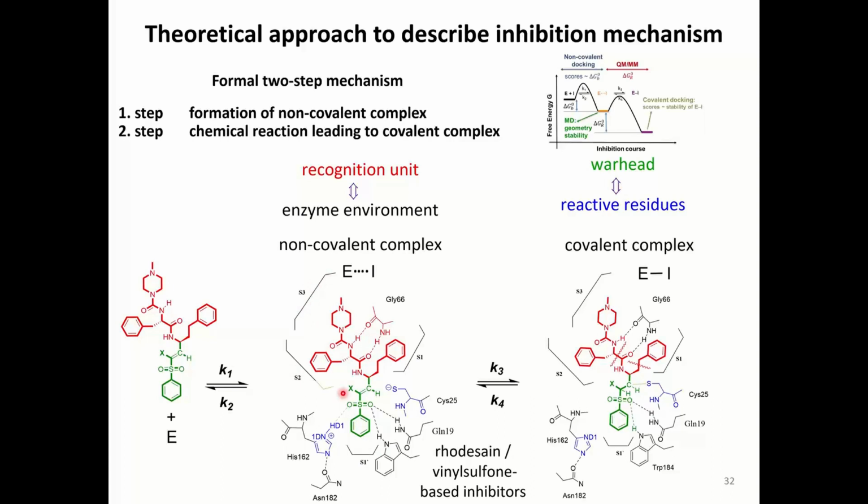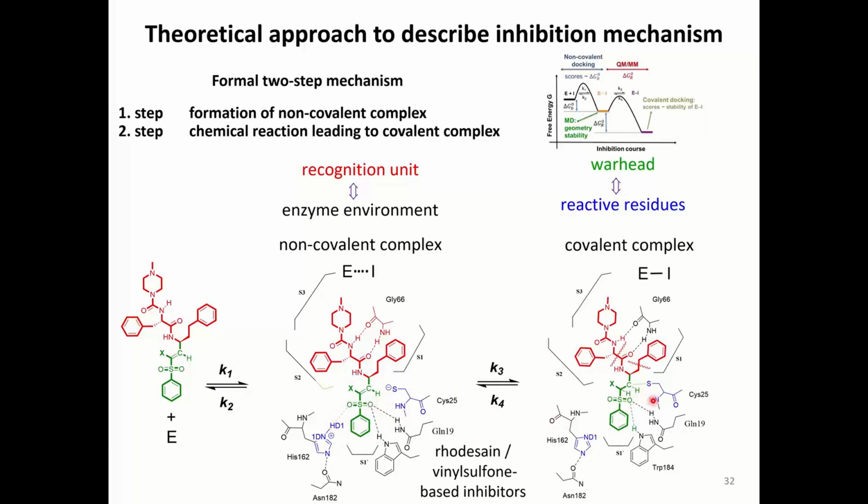in the enzyme is a question of the interaction between the recognition unit and the enzyme environment for that. Then you have the second step, and the second step is the formation of the bond. You see here you have the thiolate of the cysteine and the double bond and the protonated histidine, and then the thiolate attacks and the histidine transfers its proton.